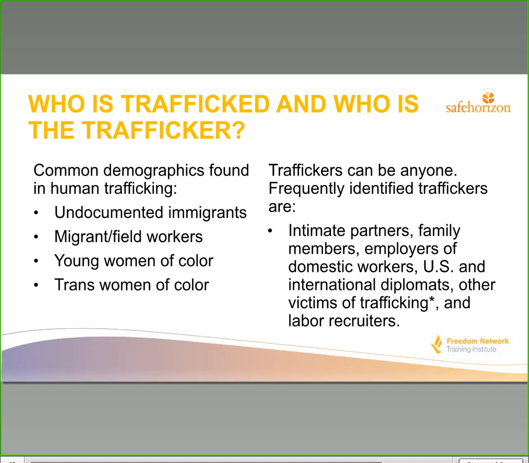We also see traffickers being people who are recruiting individuals for employment. So it really can be anyone, you know, not to scare people, right, to say that a trafficker can be anyone, but that we certainly can recognize that intimate partners, family members, they are potential individuals as well who do engage in this.